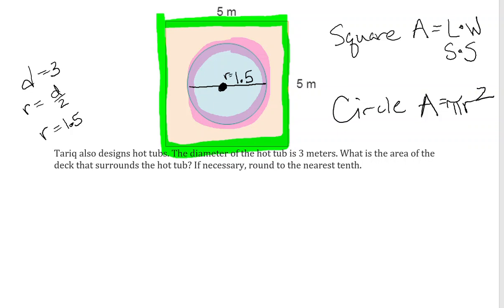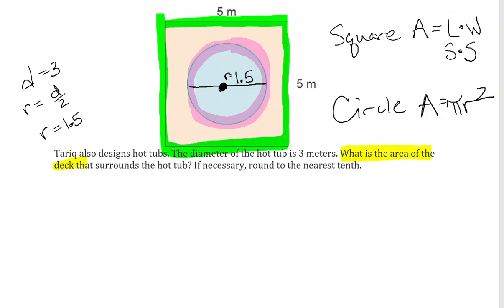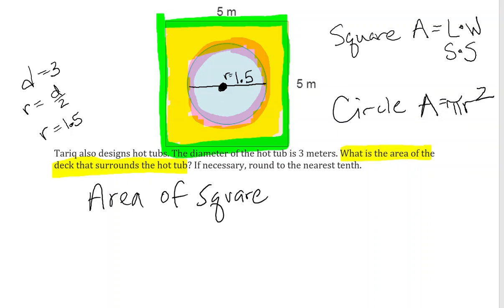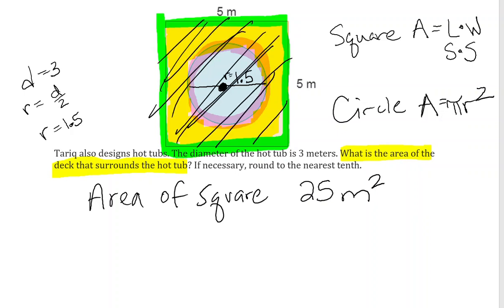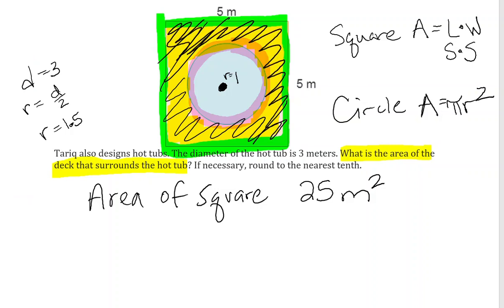All right, so we need to be very careful with what they are asking me to find. So in this problem, what is the area of the deck that surrounds the hot tub? So they only want the deck that goes around the hot tub. So I'm going to have to find the area of the square, and the area of the square is 5 times 5, or 25 meters squared, and that would represent all of it. The area of the square would be all of that. We want to take out just the area of the circle. So if we take out the area of the circle from the area of the square, then we would be left with the leftover deck that's around the outside.